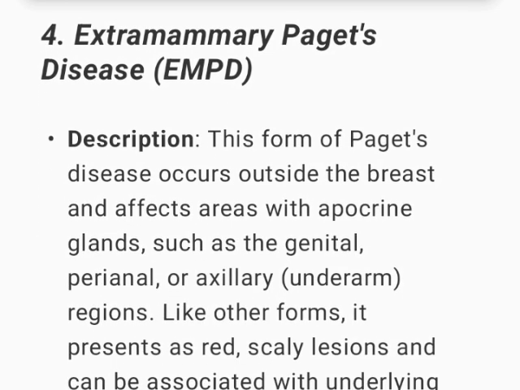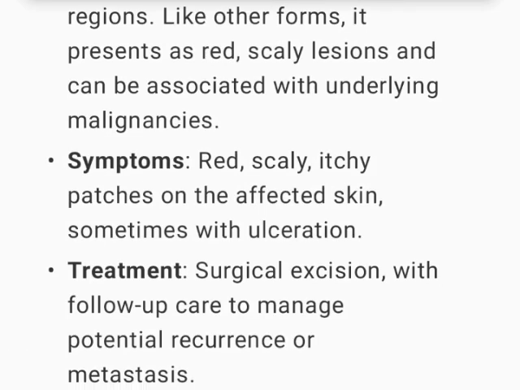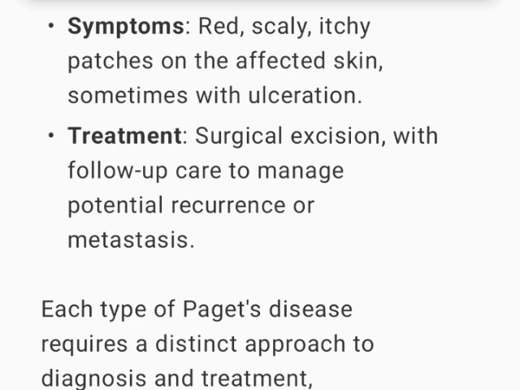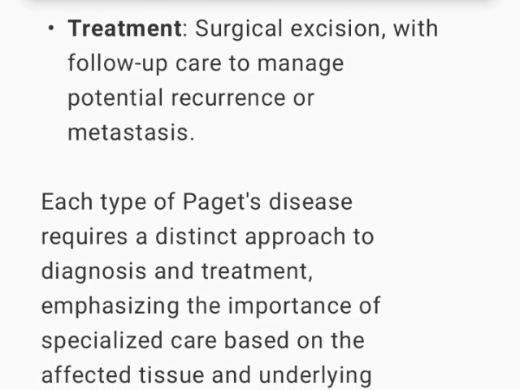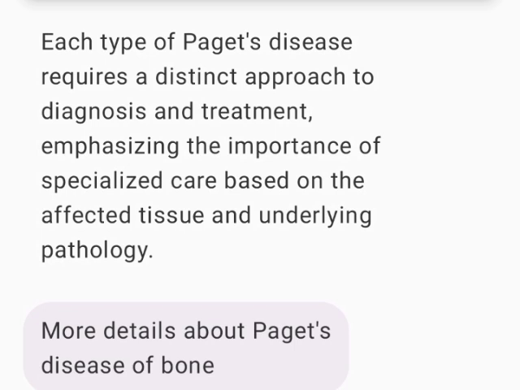4. Extramammary Paget's disease, EMPD. Description: this form of Paget's disease occurs outside the breast and affects areas with apocrine glands, such as the genital, perianal, or axillary, underarm regions. Like other forms, it presents as red, scaly lesions and can be associated with underlying malignancies. Symptoms: red, scaly, itchy patches on the affected skin, sometimes with ulceration. Treatment: surgical excision with follow-up care to manage potential recurrence or metastasis. Each type of Paget's disease requires a distinct approach to diagnosis and treatment, emphasizing the importance of specialized care based on the affected tissue and underlying pathology.